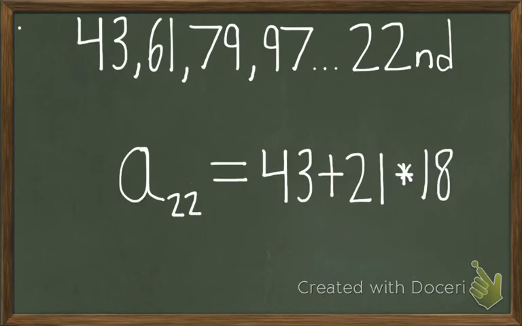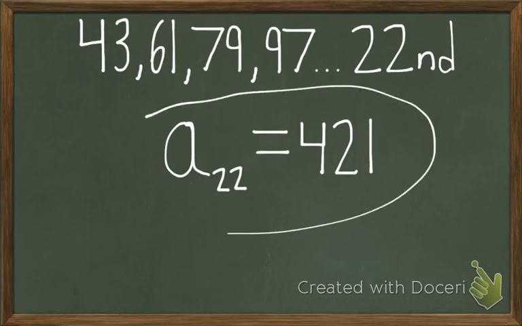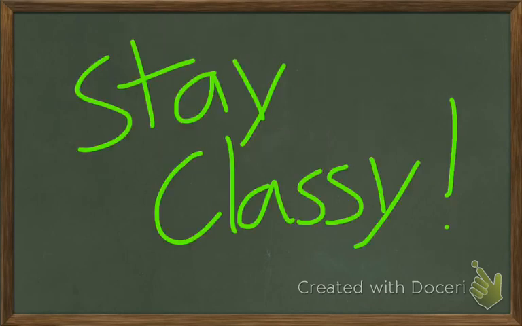So once you have your formula all set out and all your numbers plugged in, you multiply 21 times 18, and then you add 43. And finally, you find that a22 equals 421. And that's it. Easy peasy.